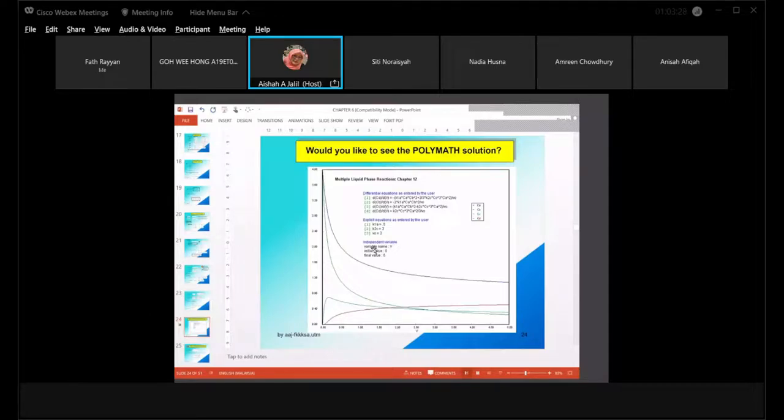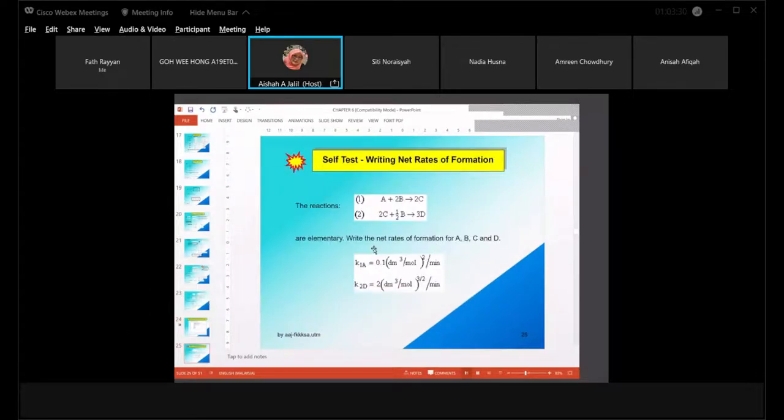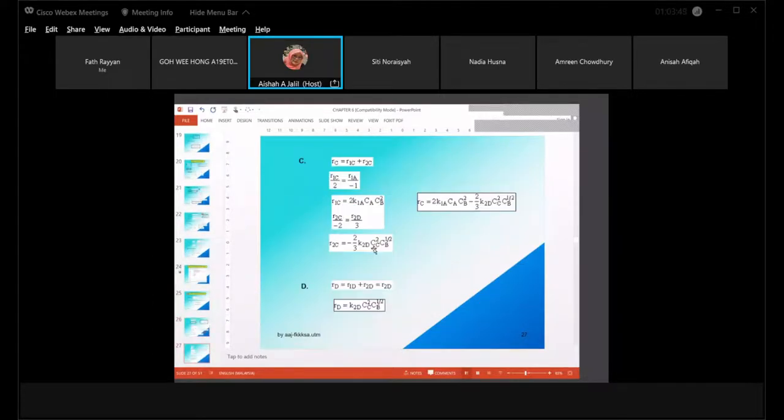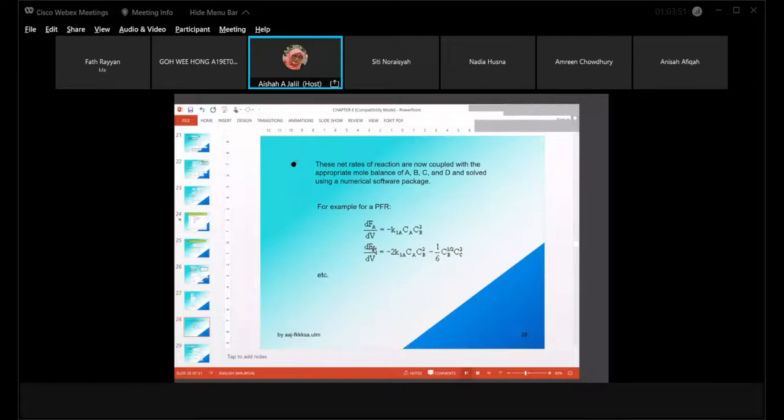Calculate for you. I don't know, I think Dr. Haja gives this kind of assignment. This is, you can see, you can read and study by yourself. This is just the net rate, how to write the net rates. Same. Okay.